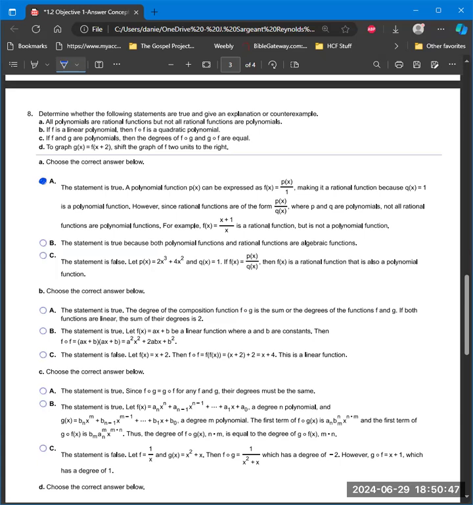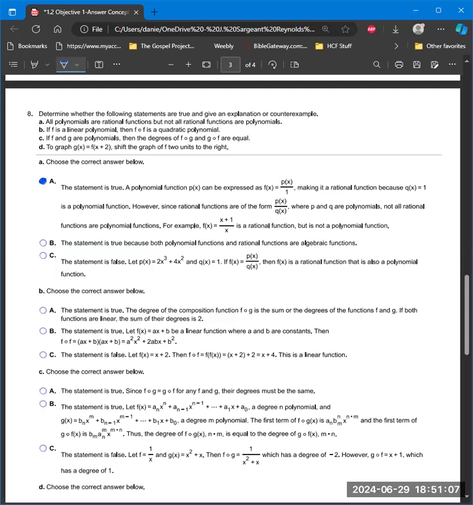However, since rational functions are of the form p of x over q of x, where p and q are polynomials, not all rational functions are polynomial functions. For example, f of x equals (x plus 1) over x is a rational function, but is not a polynomial function.